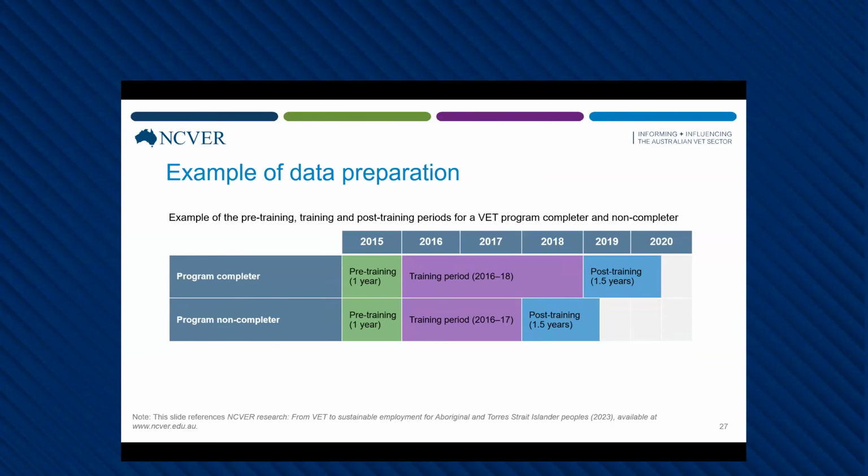For this analysis, we used logistic regression to assess the impact of completing a VET program on a student's employment outcome, with treatment and control groups created to compare the difference in outcomes for VET completers, non-completers, and non-commencers. And by examining the difference in outcomes between the groups before and after training, we were able to isolate the effect of VET.